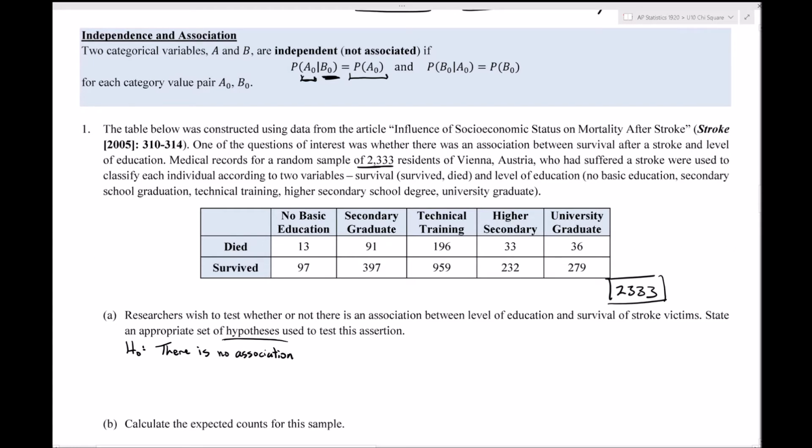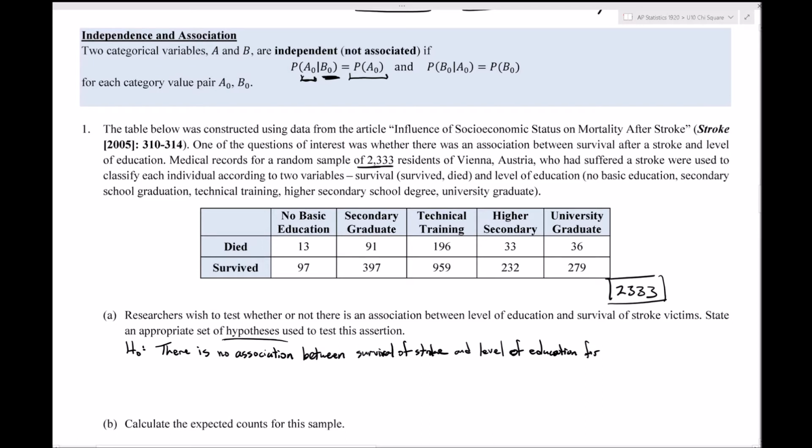So that's the way that I prefer to go. There is no association between, and then you name both variables, and then you name the population that this is applied to. So there is no association between survival of stroke, simply put, and level of education, or education level if you want to go ahead and get rid of that third word. Level of education. And that's 4. So I got to be careful.